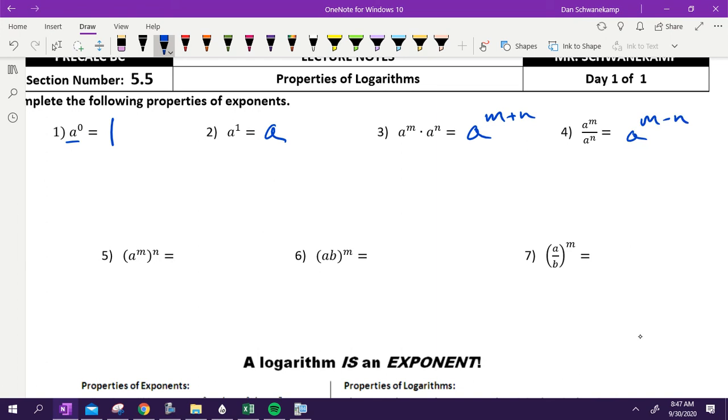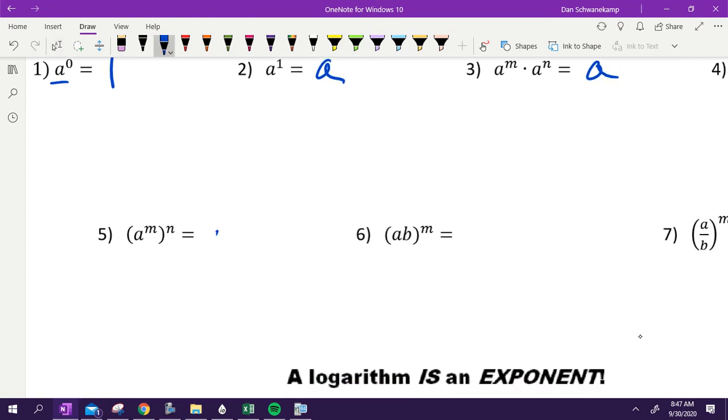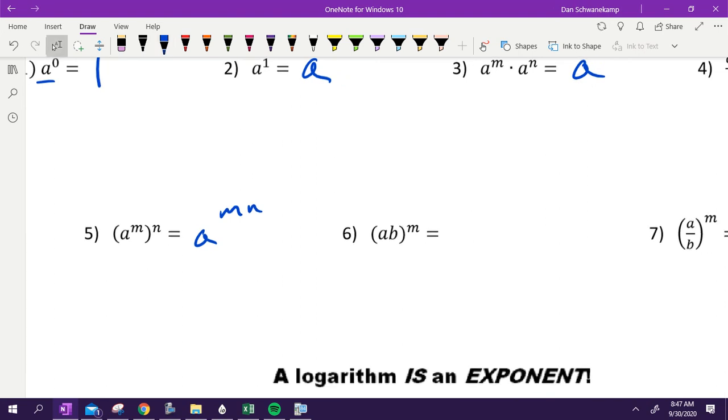A to the m minus n. We just subtract our exponents. Okay, then I've got a to the m, to the n. A to the m, to the n. Ella, what can I do with those two exponents? Multiply them, so it's just a to the mn.